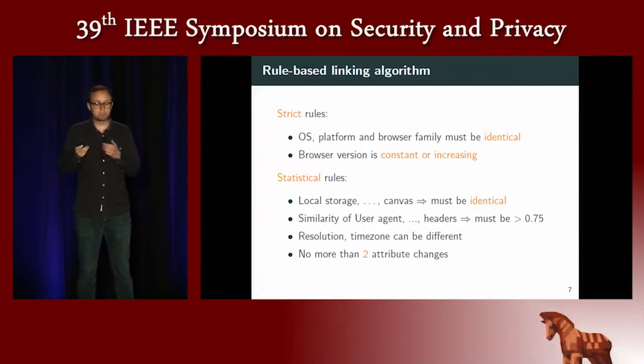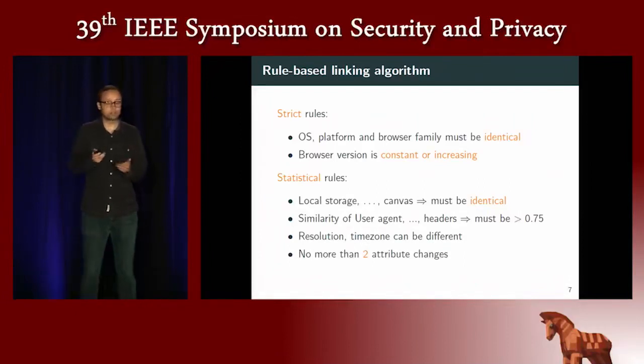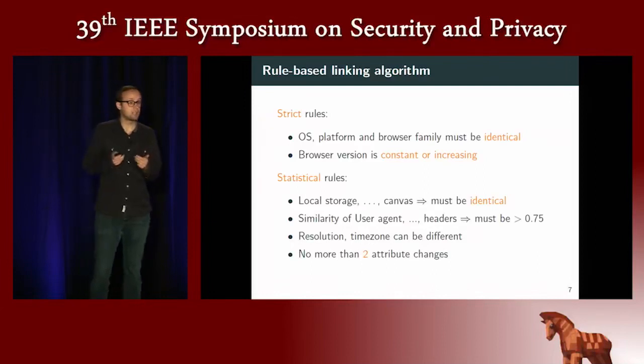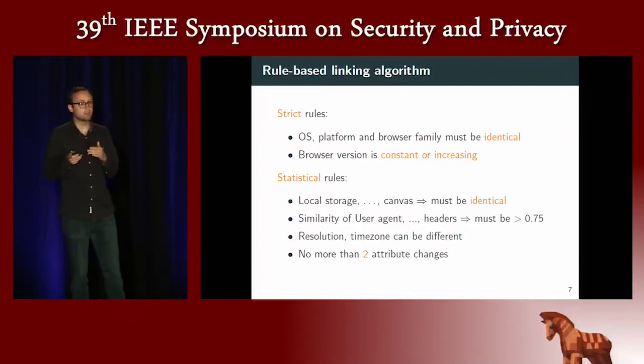Then we have rules that have been extracted from the statistical analysis conducted. So we saw that some attributes such as the local storage or the canvas are quite stable over time, so we consider that for two fingerprints to originate from the same browser, they must be identical. Then we have other attributes that may evolve sometimes, such as the user agent or the headers. So these attributes can be different between the two fingerprints, but with a similarity greater than 75%.